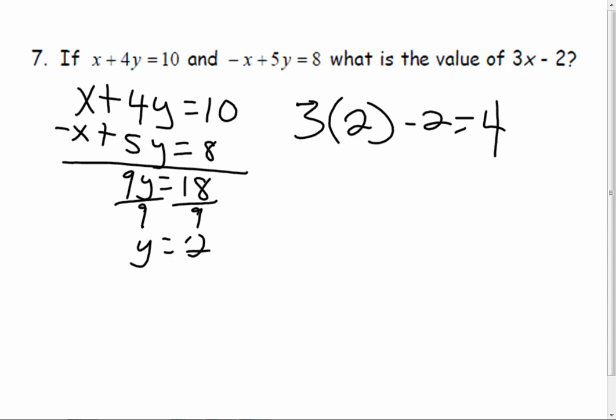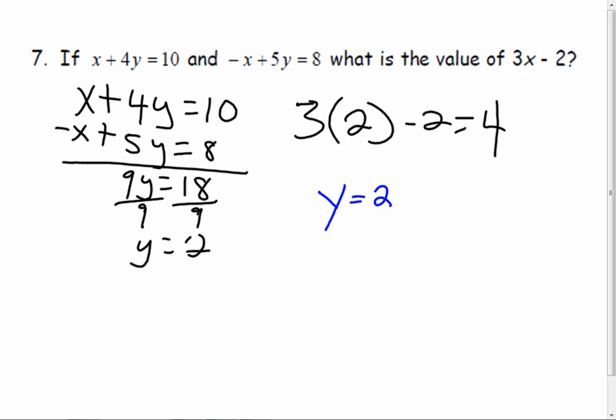9y. 10 and 8 is 18. y is 2. Looks good to me. Oh, but be careful, Rusman, it says 3x. I told you this one was harder. So if I know y is 2, x is not necessarily 2. So we've got to find x.